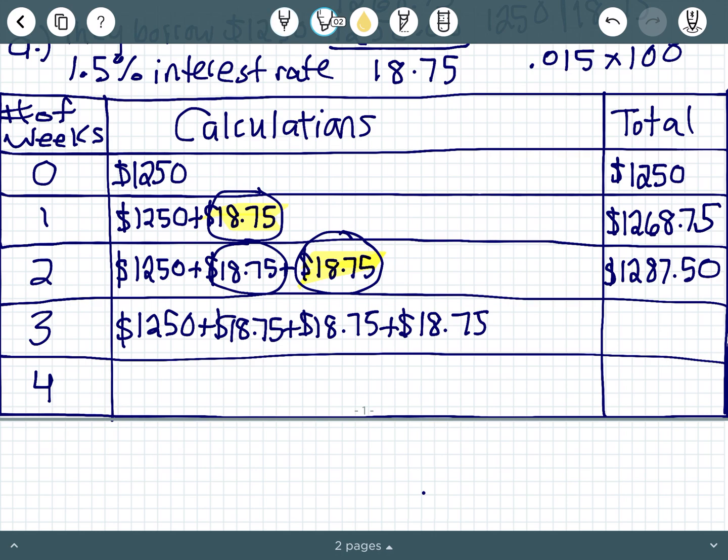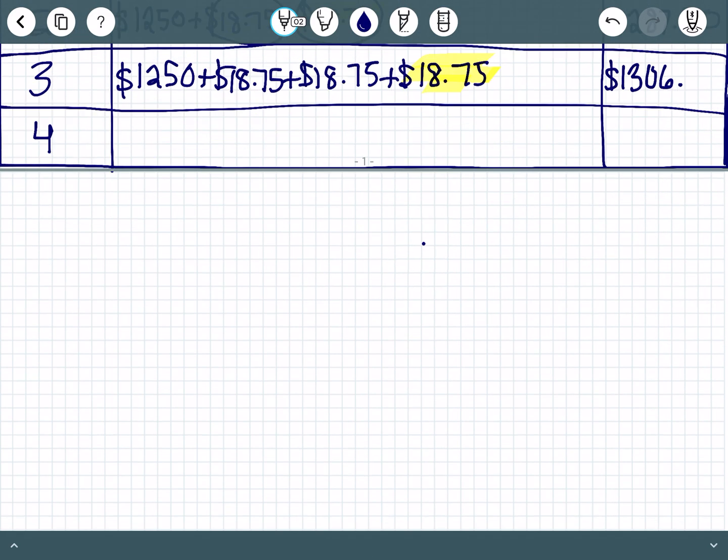And you'll notice, from week 2 to week 3, we added that third group of $18.75. Now, if we add that on to our previous week's balance right here, what we should get is $1,306.25. Uh-oh.